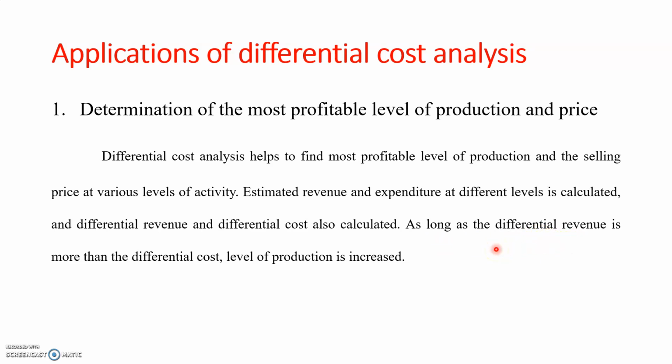Production can be maintained up to the level at which differential revenue is more than differential cost. So the only condition is that differential revenue must be more than differential cost. Let us check how to find this type of solution. This is the first application, determination of the most profitable level of production. Then we will discuss one illustration with regard to this application.